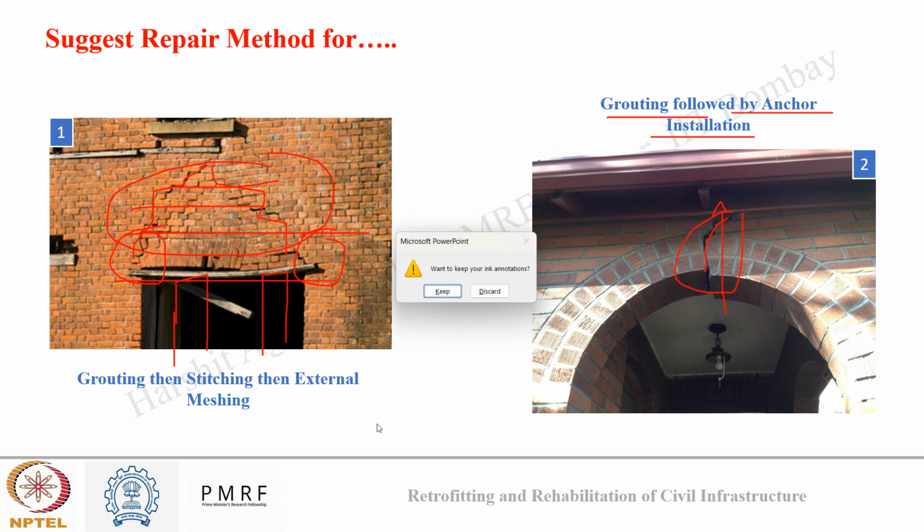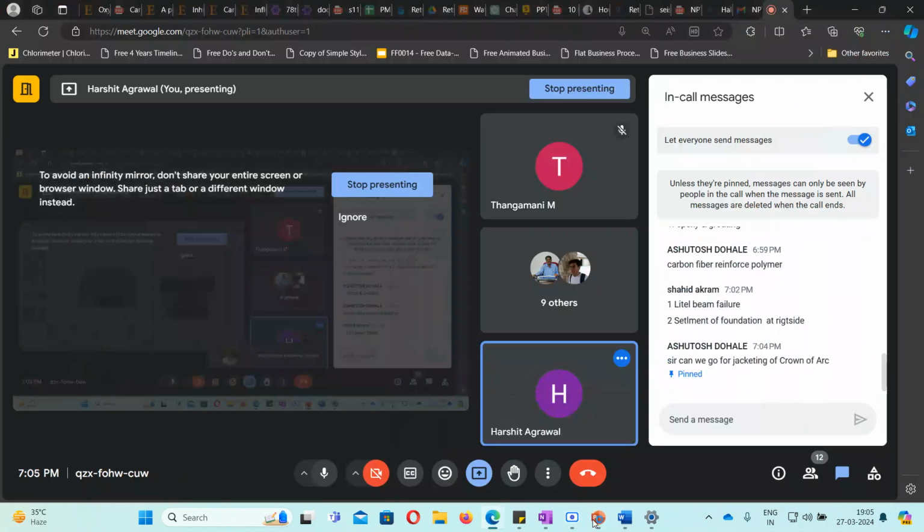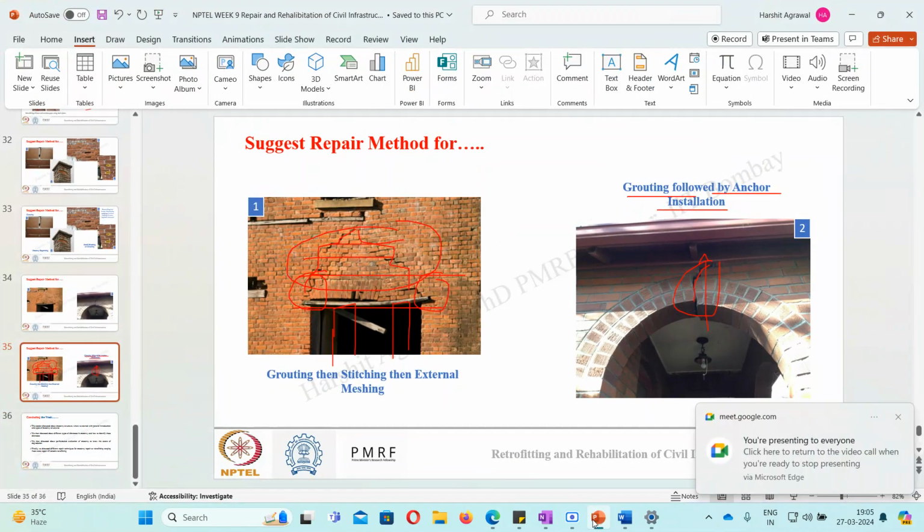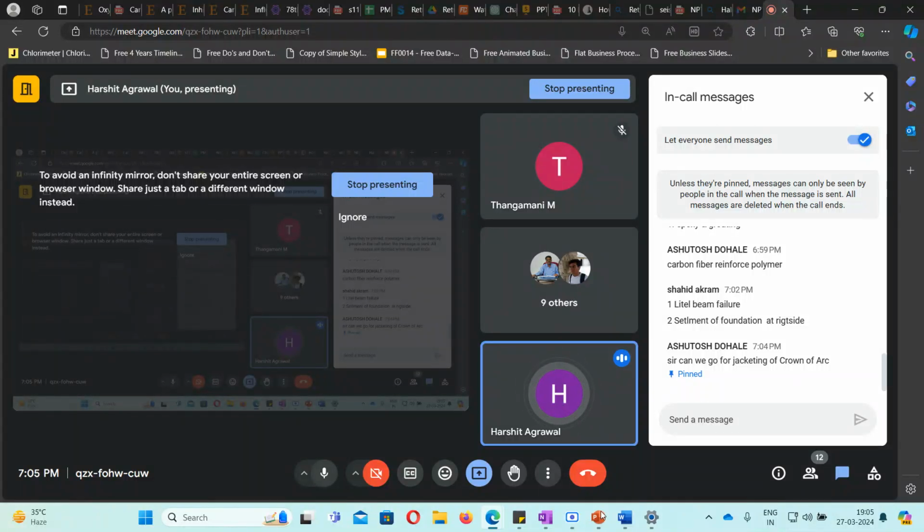Okay, any doubt in these two images? You can also go for jacketing of the crown of the arch. Yeah, that is also an option. So the choice of repair can vary from person to person. That judgment the consultant needs to take. I give my opinion, and it can be different from one person to another. The choice of repair material or repair technique you need to make based on the economy, the severity of cracking, and what is possible on the structure.